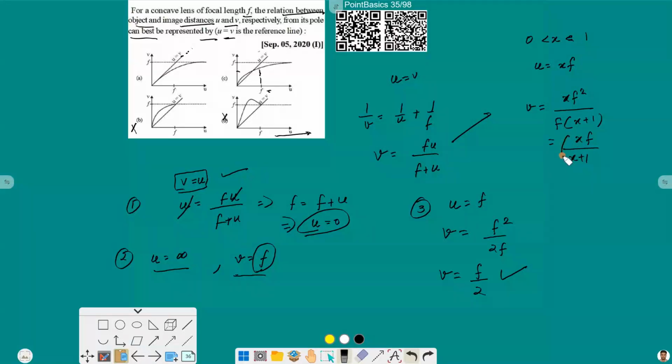From this, we know that this term is x into x by x plus 1, so this will always be less than 1. So v will always be less than xf. When u is equal to xf, then v is always less than xf. That means we will stay below the u is equal to v line, and that behavior is shown here. So option A will be the right answer for this one. Let us move ahead.